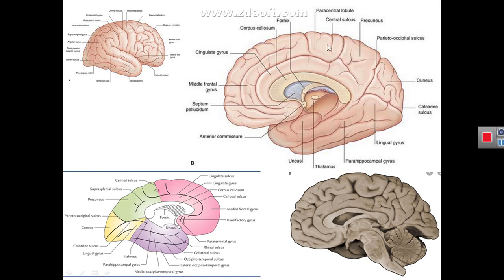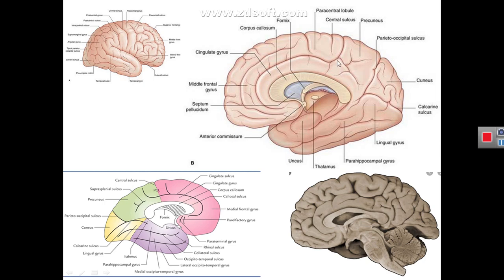Behind this paracentral lobule, or we can say behind the upturned posterior end of the cingulate sulcus, is a quadrilateral region called the precuneus. And behind this quadrilateral region, the precuneus, is a triangular region which is called the cuneus.